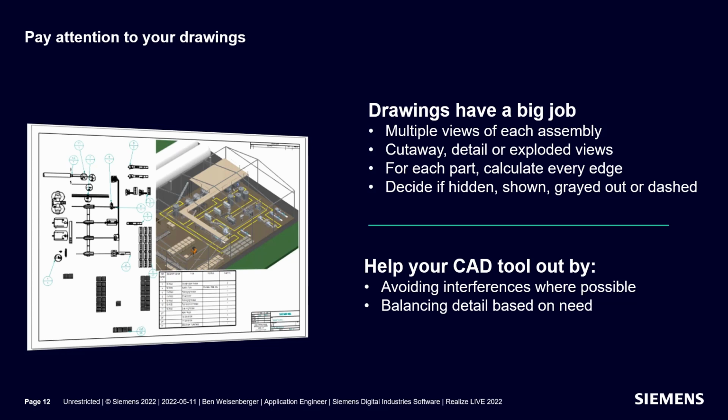Too much detail can have a critical impact when it comes to drawing performance. Drawings must calculate every edge and then decide if they are hidden, shown, grayed out, or dashed for every part every time it is shown. Excessive detail can make your model look more realistic, but causes performance losses as a result.